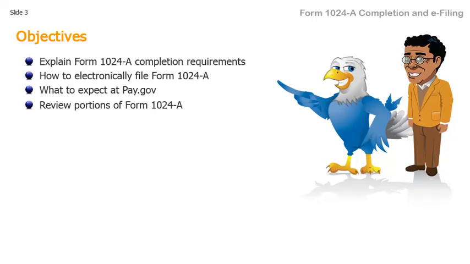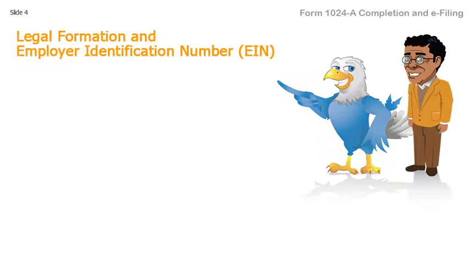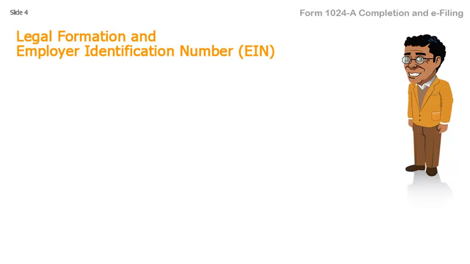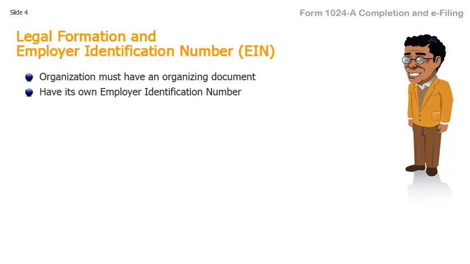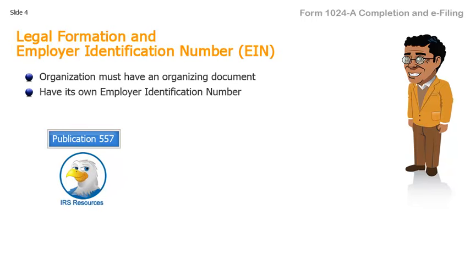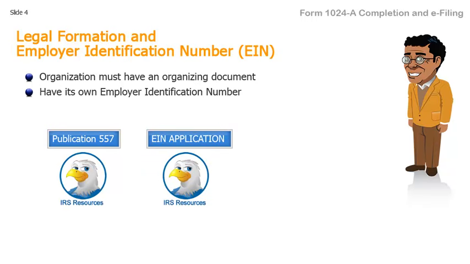This video isn't intended to explain the requirements for qualification for tax-exempt status. However, we'll show you where to find information on some requirements. Before you submit a Form 1024A, your organization must have an organizing document and an employer identification number, or EIN. More information on organizing documents can be found in Publication 557, Tax-Exempt Status for your organization. To apply for an EIN, go to the Employer ID Number page on irs.gov.